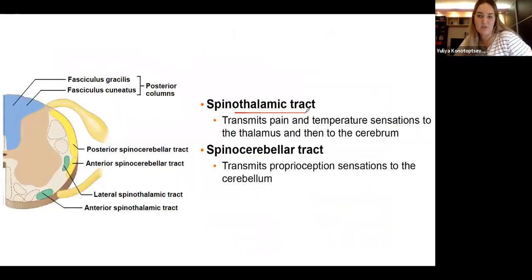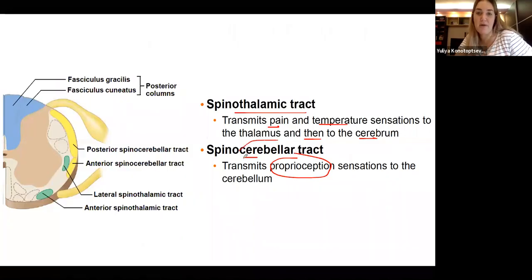Spinothalamic tract is going to be going from the spinal cord all the way to the thalamus and then to the cerebrum. It doesn't stop at the thalamus, it goes to the cerebrum. What is its job? Pain and temperature. Spinocerebellar, proprioception. That's the word that you need to always remember. As soon as you see cerebellum, that's the word. We'll talk about it later.